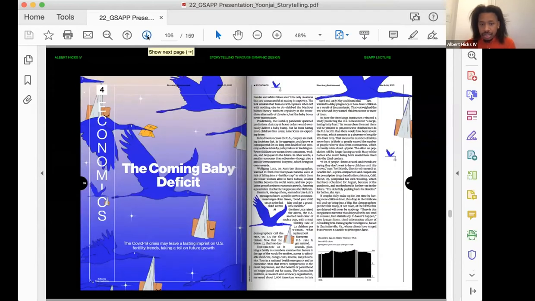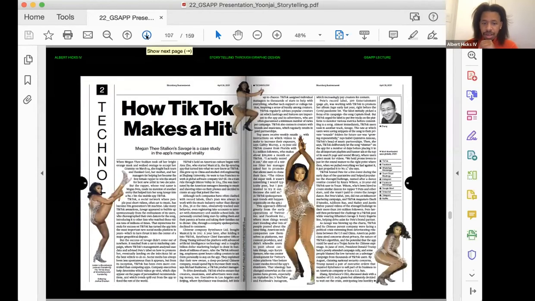And then this is just another example of a story with the baby deficit, and it was also another illustration commission. And then I think I mentioned photo illustration. So this is another way, and this is the front of the book here.